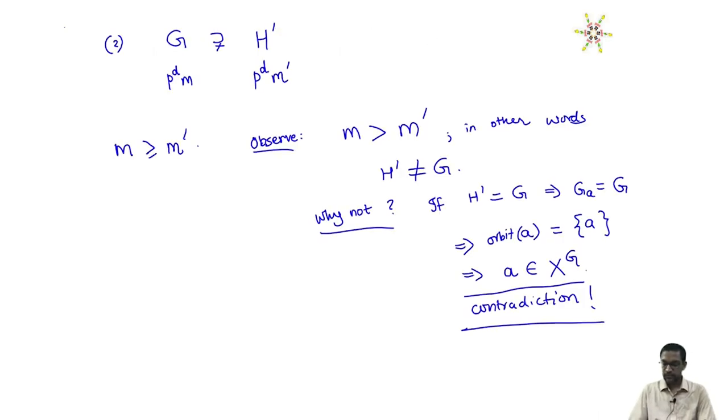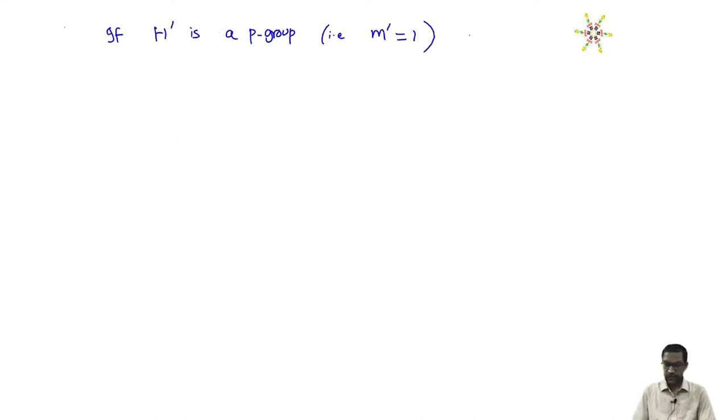Now here's the next step. If H prime is a P group, what does that mean? It means that the number M prime is exactly one. Let's go up again, which means that the cardinality is already just P to the D. There's no M prime in it. Then we are done. Then H prime itself is your P Sylow subgroup, because its cardinality is exactly P to the D. Then take H, the P Sylow subgroup in the theorem, to just be H prime, and we can stop the proof right there.